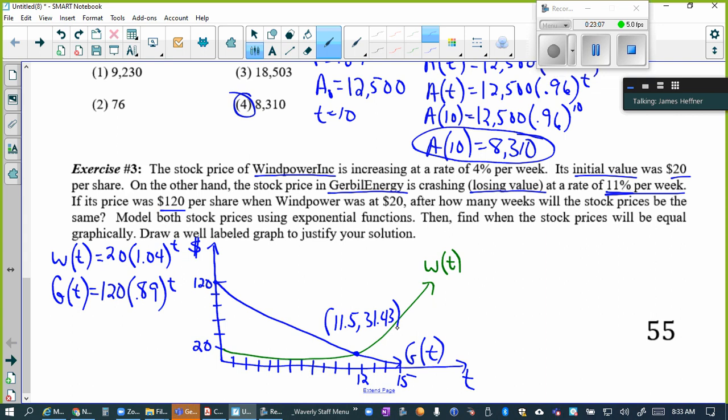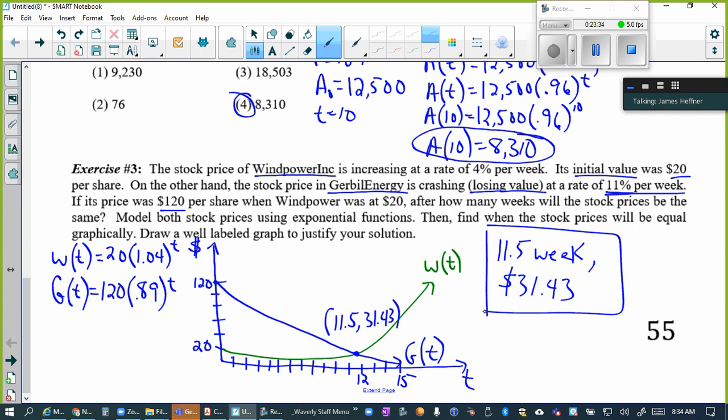So the 11.5 represents the number of what? The amount of time. How many weeks? Weeks, right? And they both have a value of $31.43, right? So one stock is growing, the other one's declining, and if they continue that trend, after about 11 and a half weeks, they'll have the same value, okay?